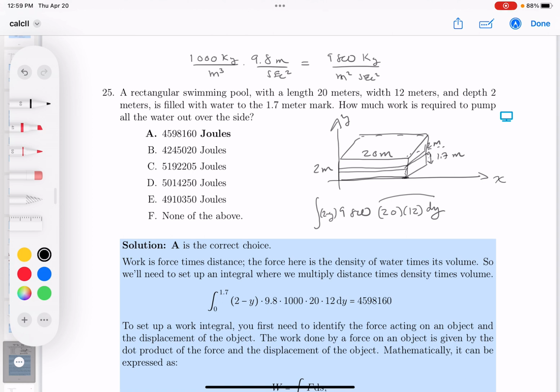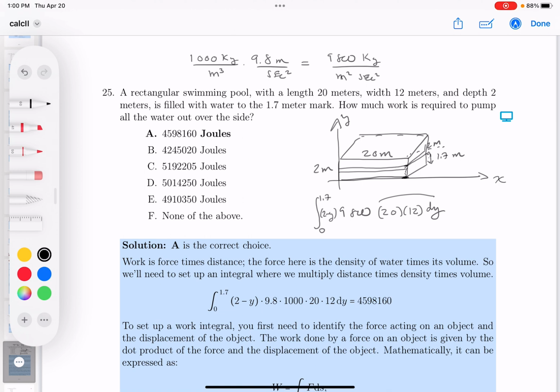Then the question is, what are the numbers? All right? Well, I'm going to say 0. The reason being, if I'm at 0 and I plug it in, 2 minus 0 is 2, I definitely pull up 2 meters. And then where is it stopping? Well, 1.7. And let me tell you why it's 1.7. Because 2 minus 1.7 is 0.3. And that's that top sliver of water. I got to pull it up 0.3 meters, by the way. So I'm pretty comfortable I got this over here.